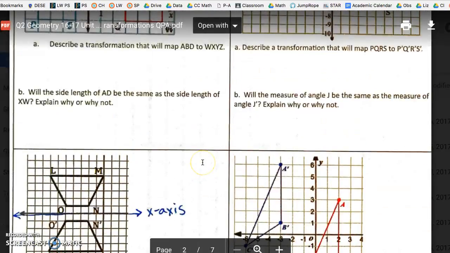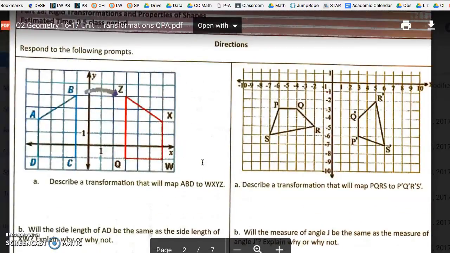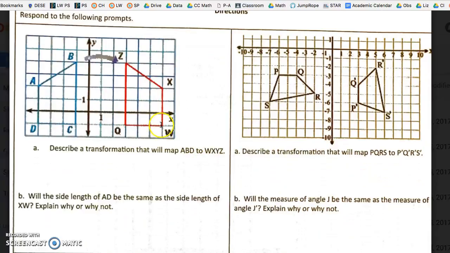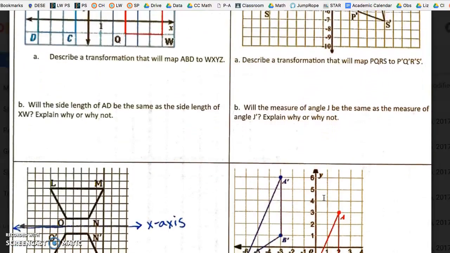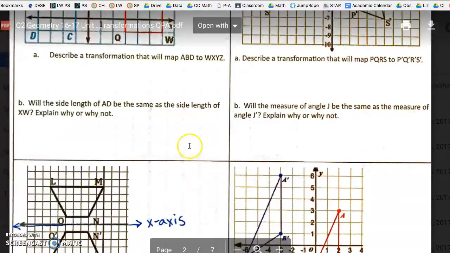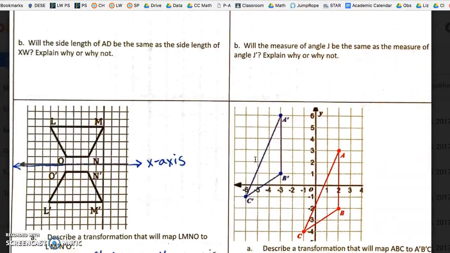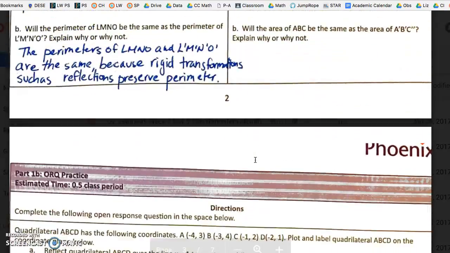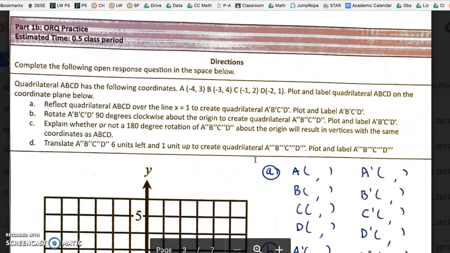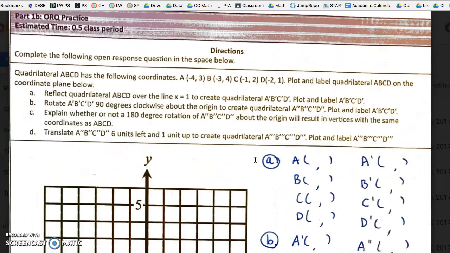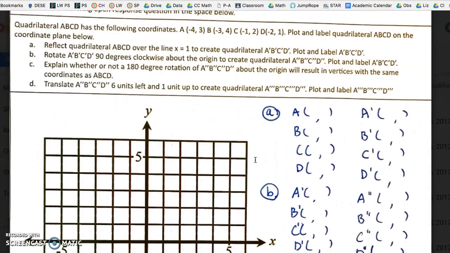So by yourself, you will be responding to the following prompts and you'll be completing the rest of the problems by describing the transformations and answering the prompt about whether or not these characteristics are preserved by that transformation. Once you are finished with this, you're going to complete the open response on page 3. I have shown you some things that might be helpful in answering this.